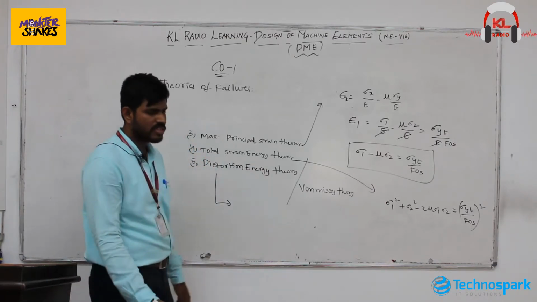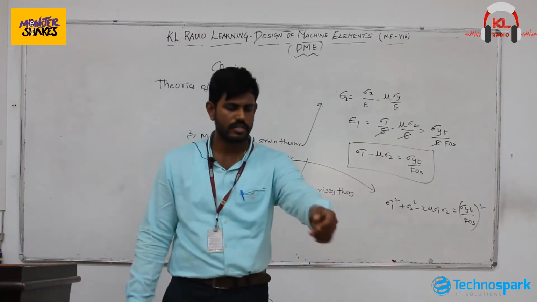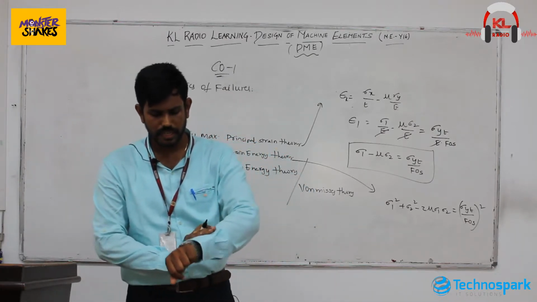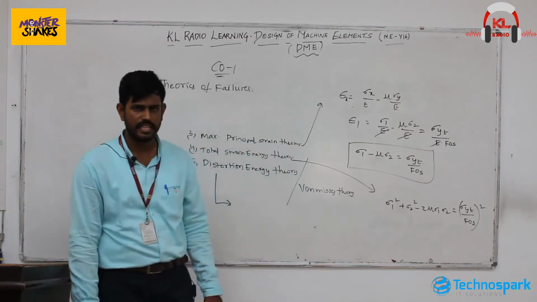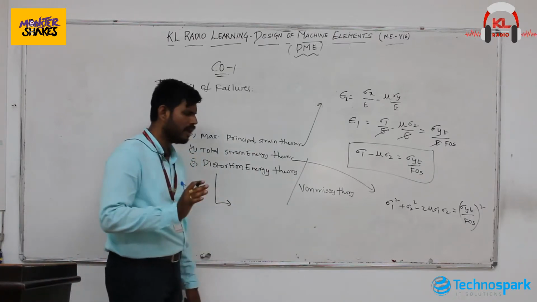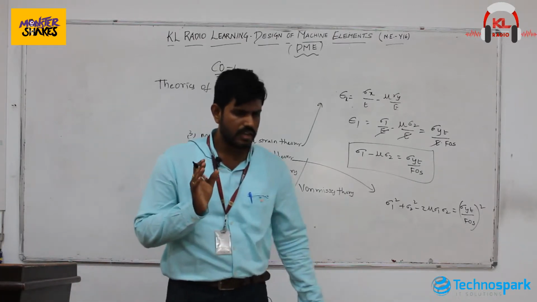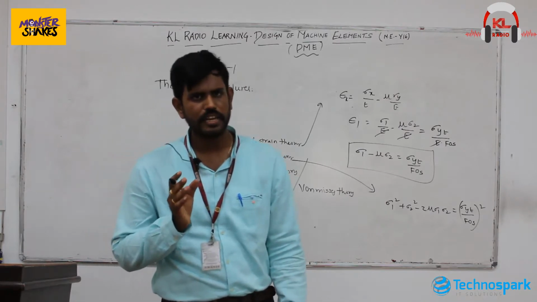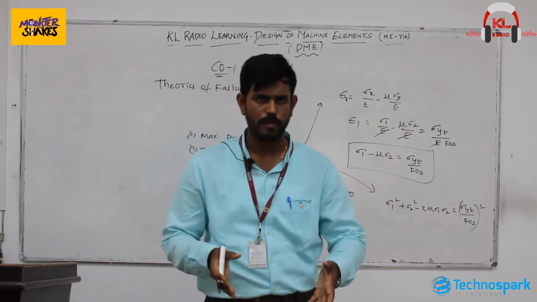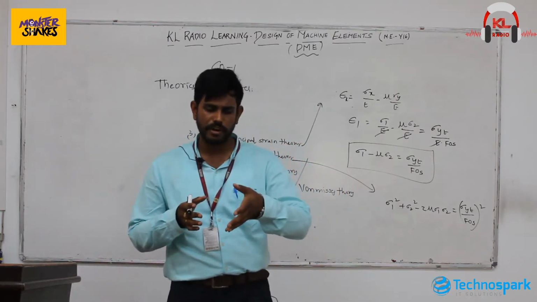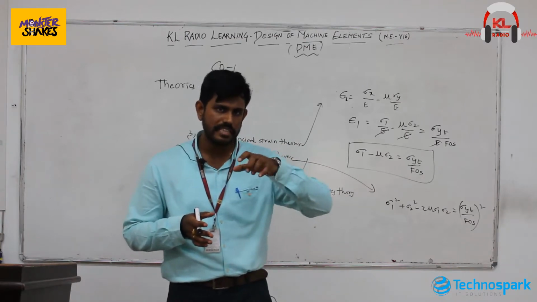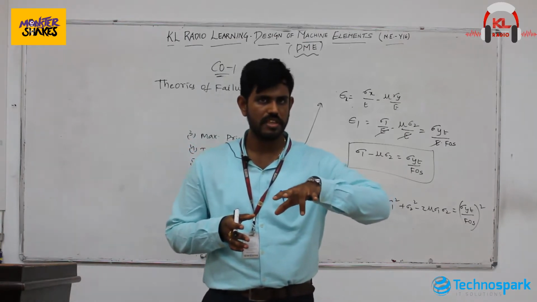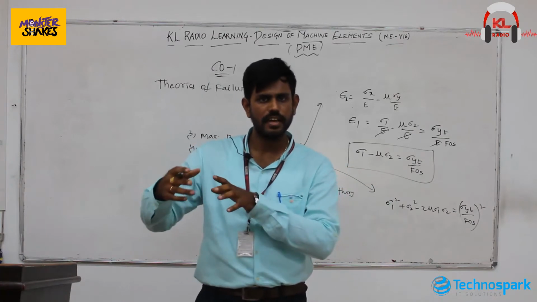Now, the last one, which is the most important one, that is distortion energy theory. Now, what does distortion energy theory say? It's a very important theory, because as I said, strain energy is a whole form of energy that is stored in the body. But strain energy can be divided into two types. One is the energy that is due to the change in the volume, and the other is due to the change in the shape.